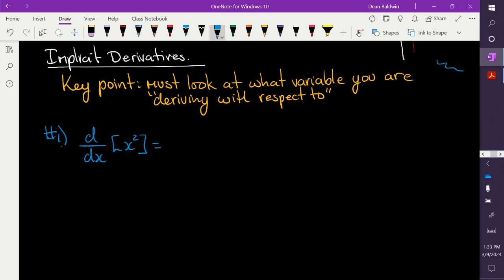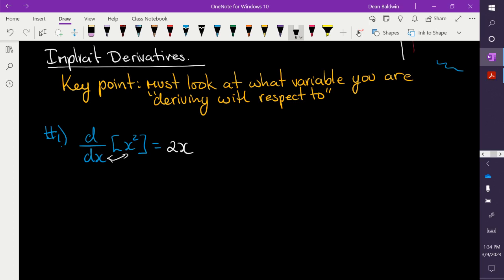Okay, so when we are doing implicit derivatives, you need to look at the variable you're deriving with respect to. So in this first one, we're deriving with respect to x. All right? That's what the dx means. You're deriving this with respect to x. If they match like they do here, it's the same derivative rules we've been using. So what's the derivative of x squared with respect to x? Just 2x. Okay, that's it.